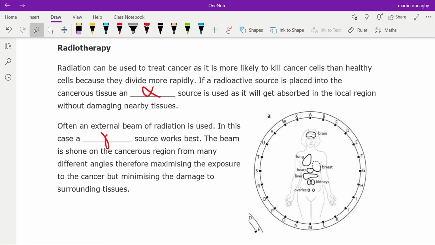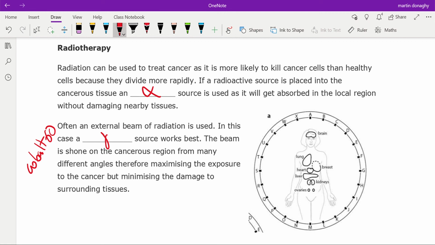Radiotherapy, this is a harder one to gauge. If we're using the external beam, we need a gamma source. If we want to use it for patient after patient after patient, we probably want something that's going to last a very long time. So in this case, we might use, what's our longest, the cobalt 60. However, if different patients need different amounts of radiation, we might need to use different samples for each patient. We might need something that's got a shorter half-life.